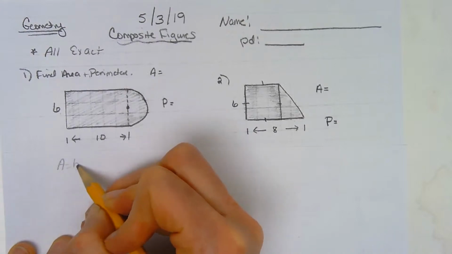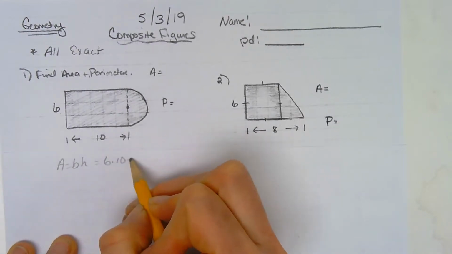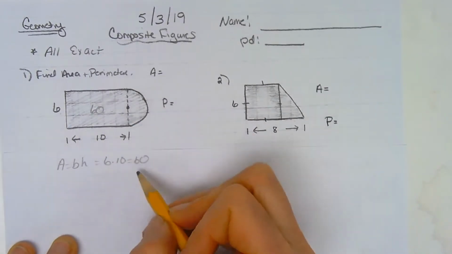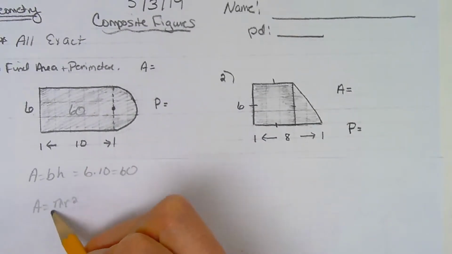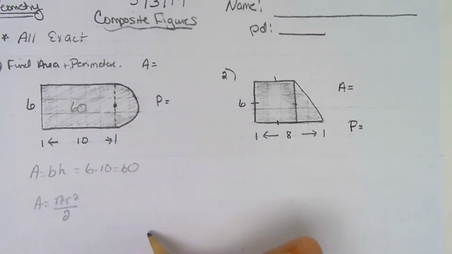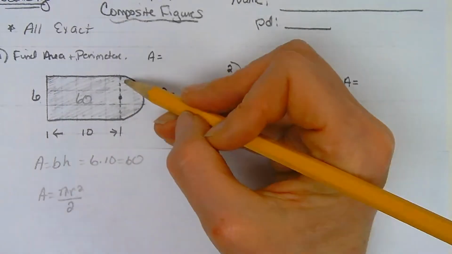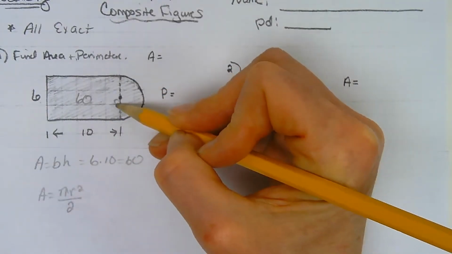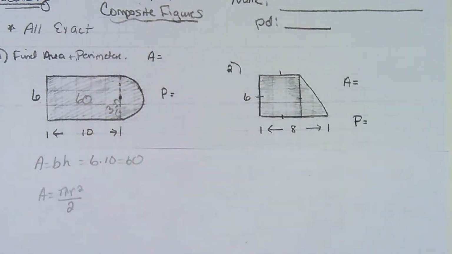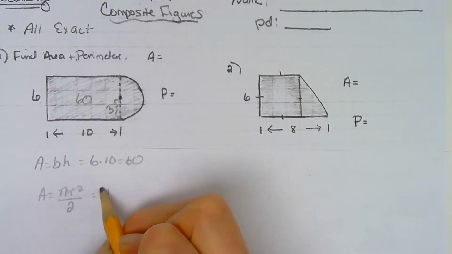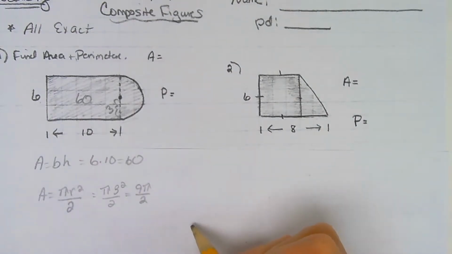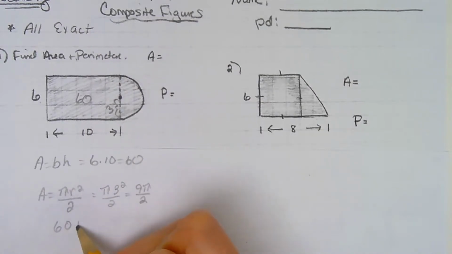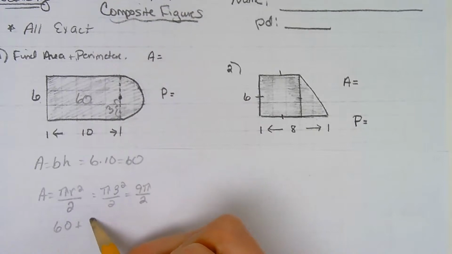The area of a rectangle is base times height. That's equal to 6 times 10, which is 60. So this is 60. And the area of the half circle is going to be equal to, let's do the circle, pi r squared, and then we're going to divide that by 2 because it's only half of the circle. Well, the radius is going to be, since this length is 6, the radius is going to be 3. It's half of 6. So I'm going to plug in 3. Pi 3 squared over 2, that's 9 pi over 2. So I'll add the area of the rectangle plus the area of the half circle. I'm going to leave it exact.